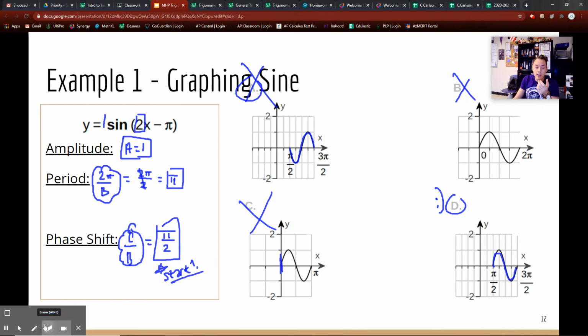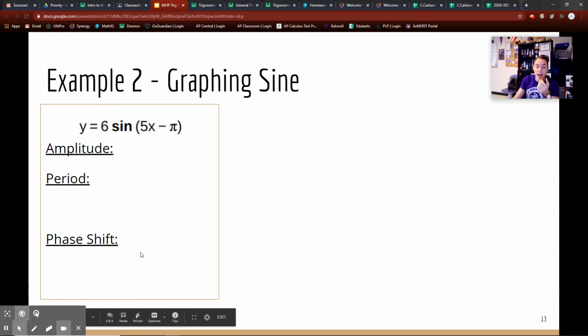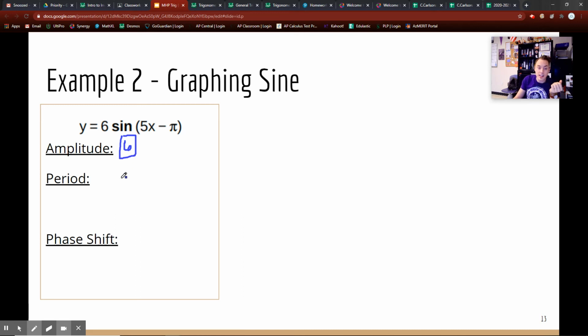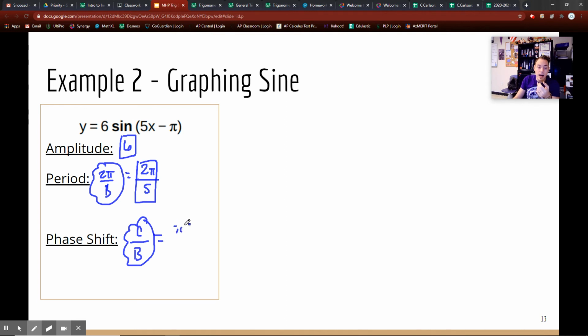So let's go and just crank out these. I'm going to go fast. Let's just crank them out. So your A value is 6, so absolute value of 6 is 6. Your period is going to be 2 pi all over B. So this is 2 pi, and then your B value is 5. So this right here is your length. That's a little bit harder, but your C value is going to be pi, and then all over B, which is 5. So this is where you start again.